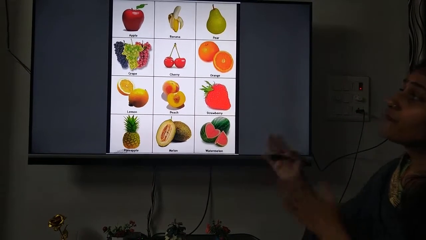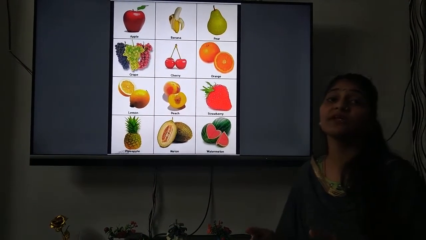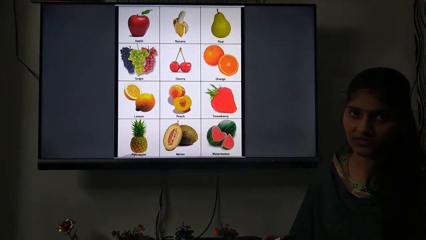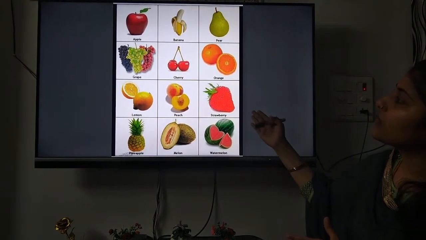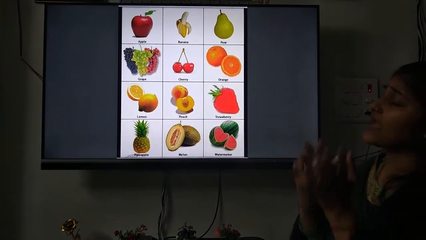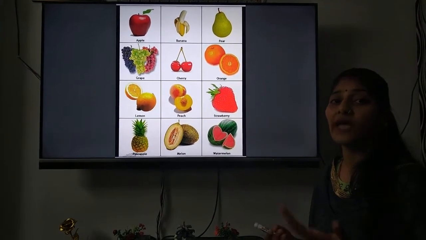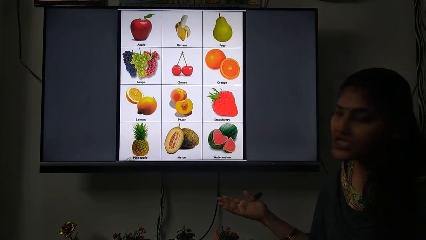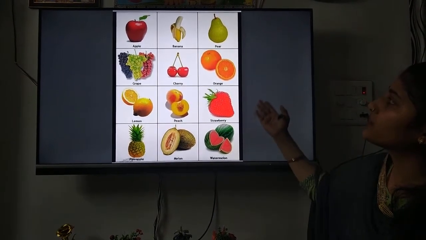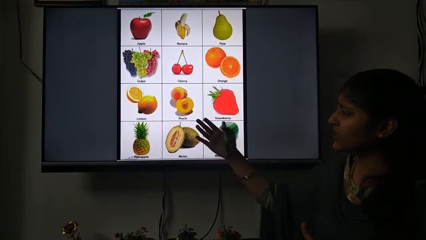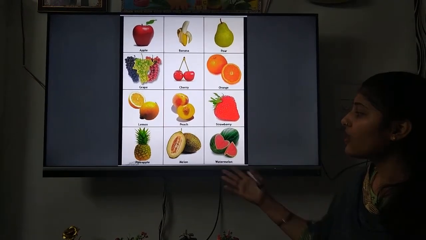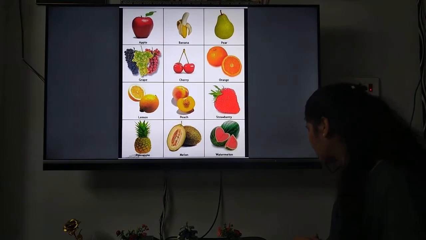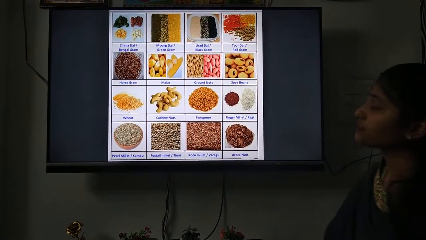Next is fruits. Yes, definitely we use fruits to get vitamins and minerals. So here are different foods which we can use. We can eat them as raw fruit, and we can also make various dishes out of these fruits. We have apple, banana, pear, orange, cherry, grapes, lemon, peach, strawberry, pineapple, melon and watermelon. So we have a great variety of fruits as well.